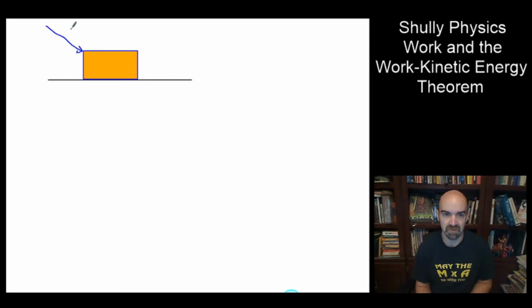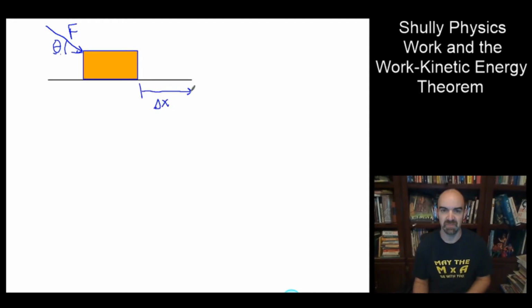There's going to be a force applied, and we're just going to say it's at an angle, because when you push a box, you usually don't get down on the floor and push horizontally. So you usually push it at an angle. And we're going to slide along the floor with some sort of displacement. We'll call it delta x. Displacement delta x. All right, that's it.